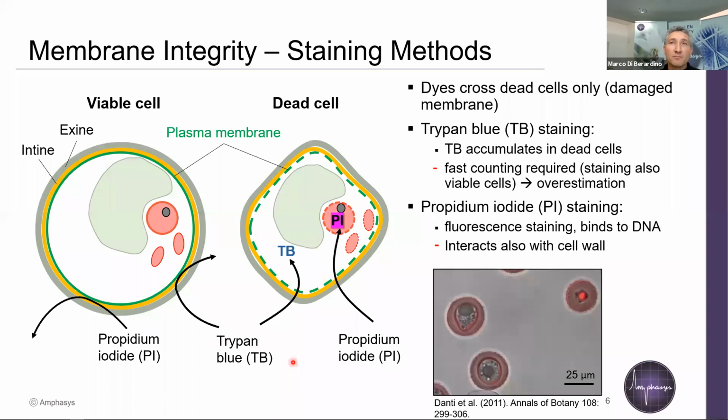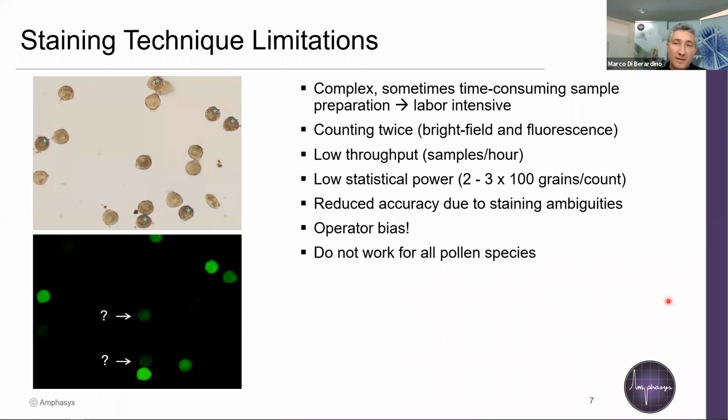The drawback of trypan blue is basically that it's also entering viable cells if you wait too long before you are doing the counting, and this way leading to overestimation of dead cells. Propidium iodide on its side is sometimes interacting, as shown in this confocal microscopy picture, with the cell wall of pollen, and this makes it sometimes more difficult to discriminate dead cells from viable cells. So, in summary, using staining techniques bears some limitations.